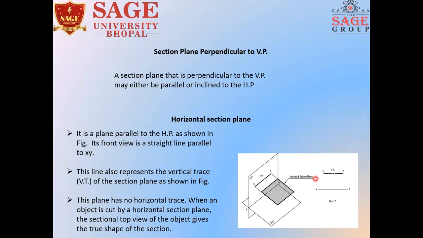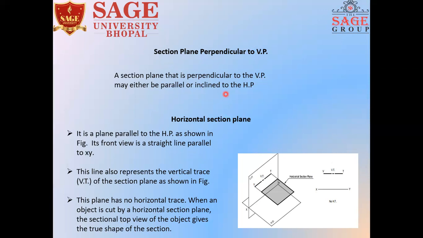So you will remember, now you are using the word vertical trace. Third, this plane has no horizontal trace. Whenever you use a section plane parallel to HP, you will use VT here. So this plane has no horizontal trace. When an object is cut by a horizontal section plane, the sectional top view of the object gives the true shape of the section.